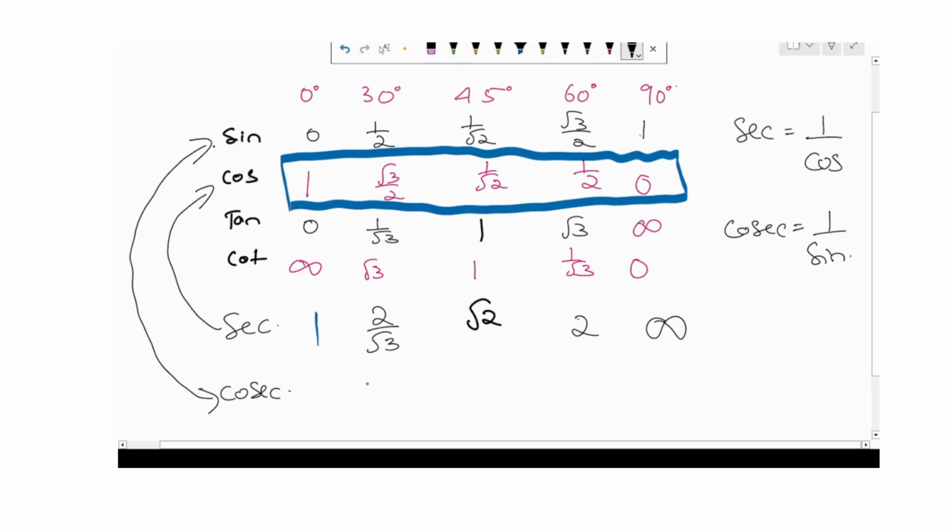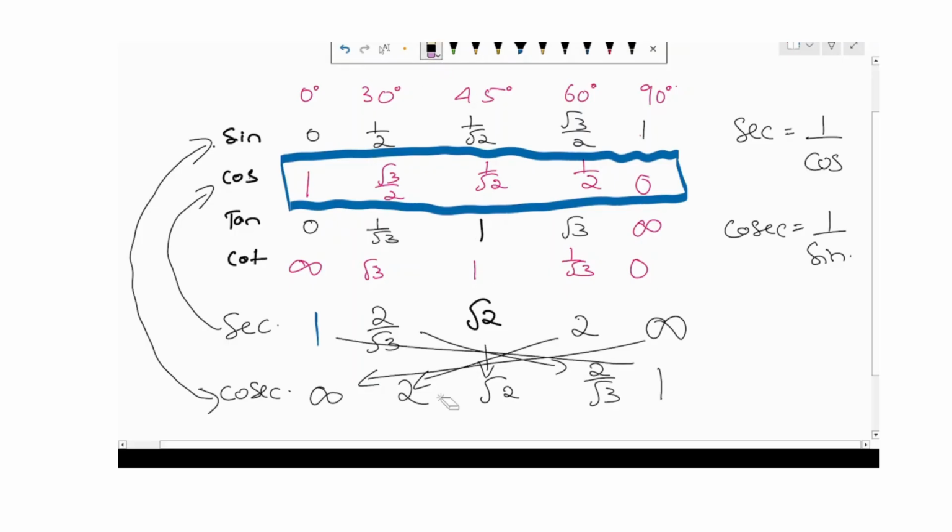Next, the last value. There are two ways to find. One, you can reciprocate sine value, or you can write the reverse. As I told you all, cos is the reverse of sine, cot is the reverse of tan, cosec is the reverse of sec. Look here, just write it in reverse order. Infinite, 2, root 2, 2 by root 3 and 1 here. So this is how you get it.